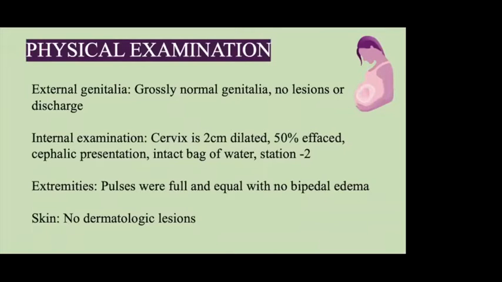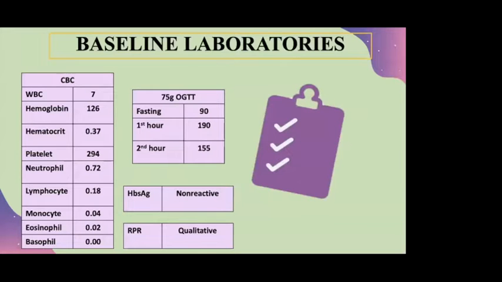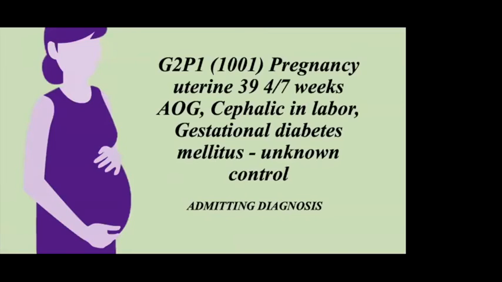On internal examination, her cervix was 2 centimeters dilated, 50% effaced, cephalic presentation with intact bag of waters at station -2. Baseline laboratories revealed a hemoglobin of 126, hematocrit of 35, platelet of 294, with an elevated 75 grams OGTT. Hence, our admitting diagnosis for this patient was a Gravida 2 Para 1, 1001, pregnancy uterine 39 and 4/7 weeks age of gestation, cephalic, in labor, gestational diabetes mellitus, unknown control.